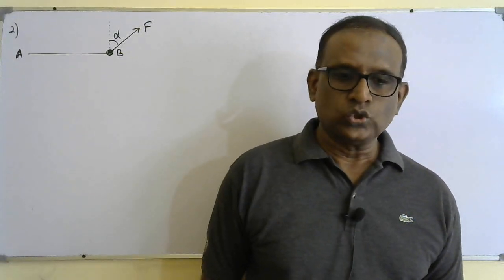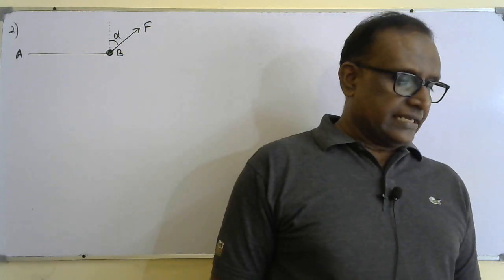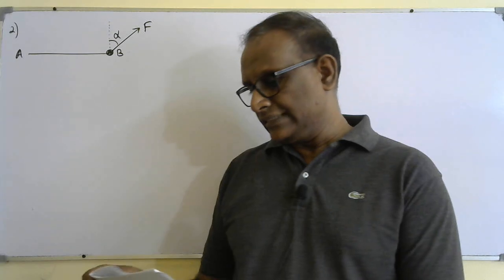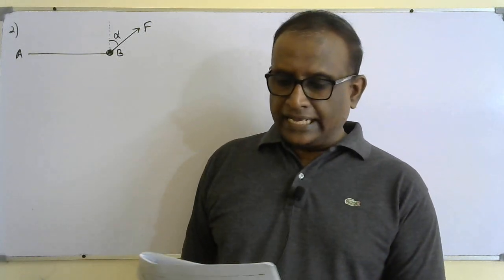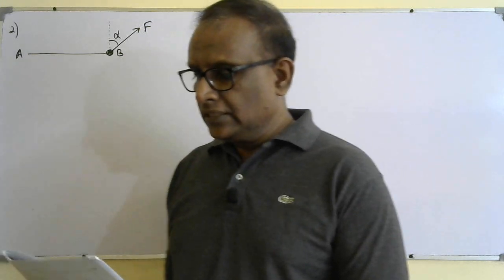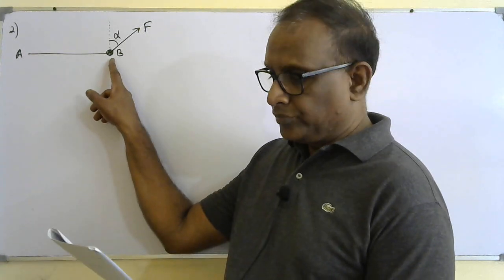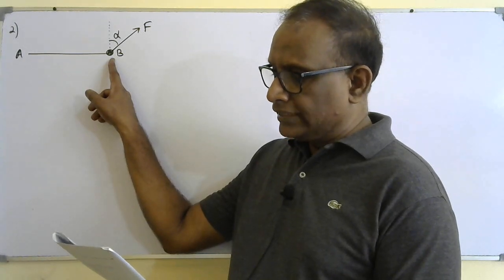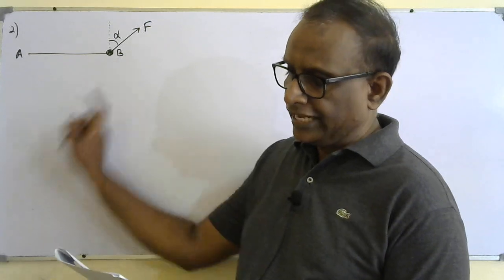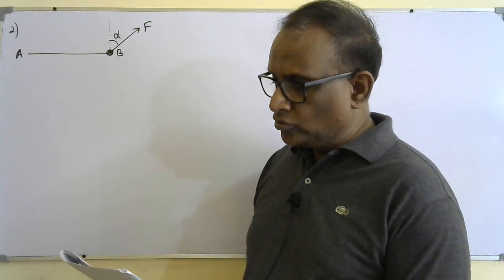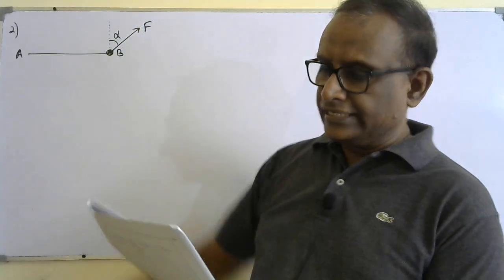Okay, question number 2. A light elastic string AB has natural length L and modulus of elasticity 2 mg. The end A of the elastic string is attached to a fixed point. The other end B is attached to a particle of mass m. The particle is held in equilibrium with the elastic string taut and horizontal by a force of magnitude F. The line of action of the force and the elastic string lie in the same vertical plane.